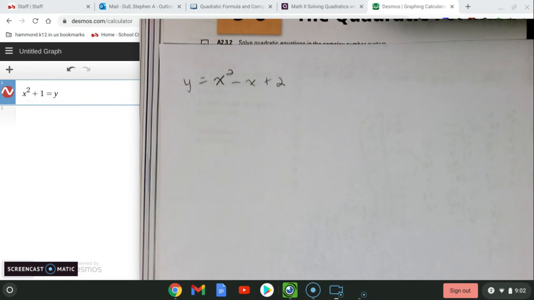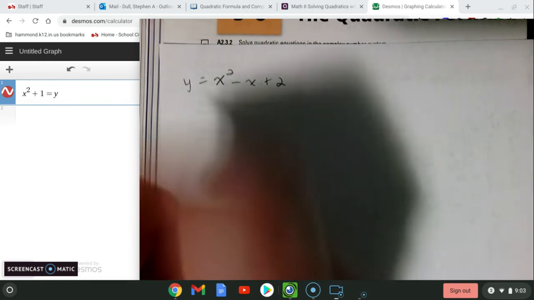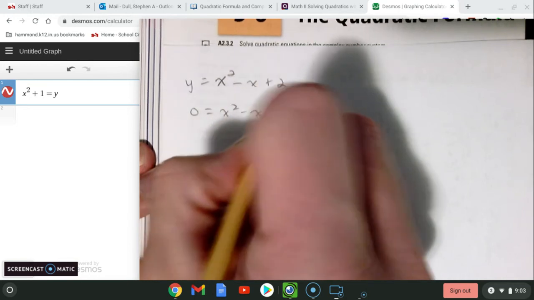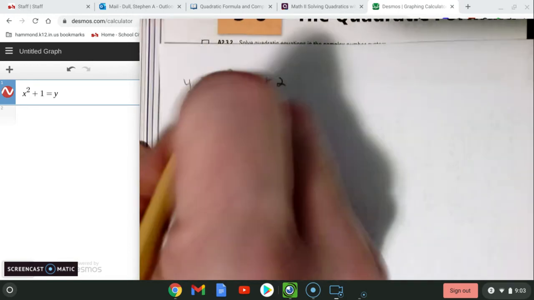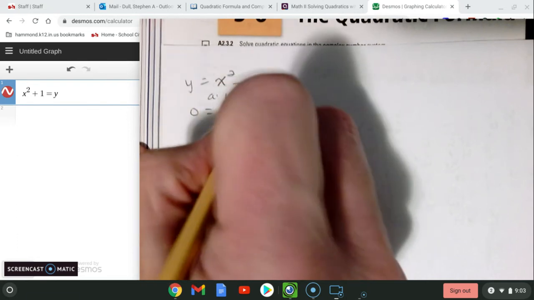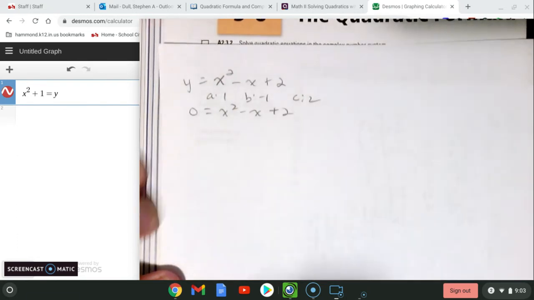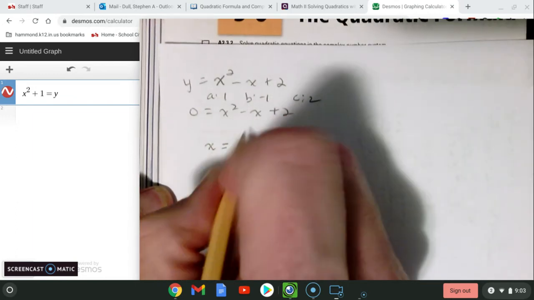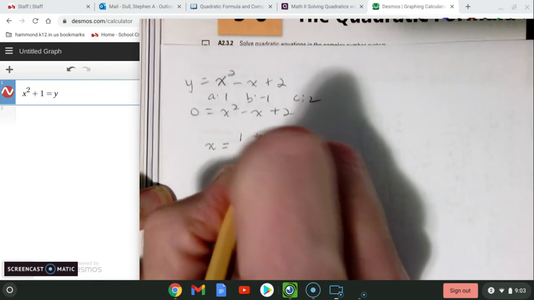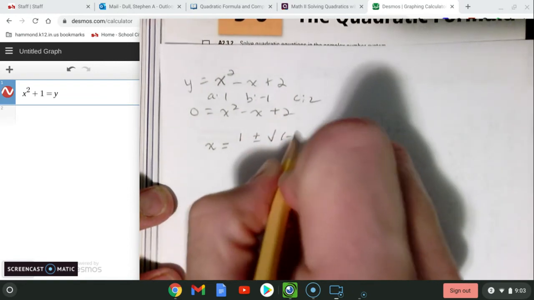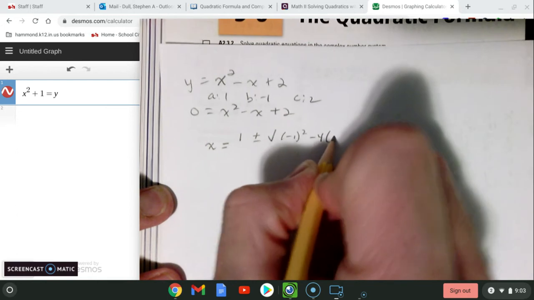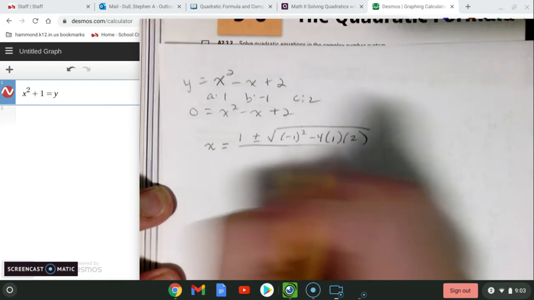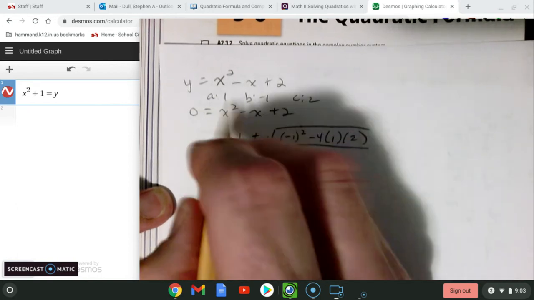So thinking about this function, x squared minus x plus 2. If I was given this as a quadratic equation to solve, my a is 1, my b is negative 1, my c is 2. So let's plug this in. x equals the opposite of b, so that's positive 1, plus or minus the square root of b squared minus 4 times a, which is 1, times c, which is 2, all over 2a, so 2 times 1.